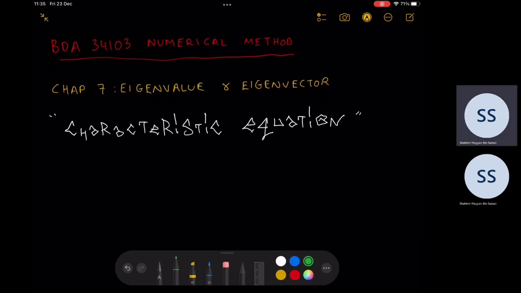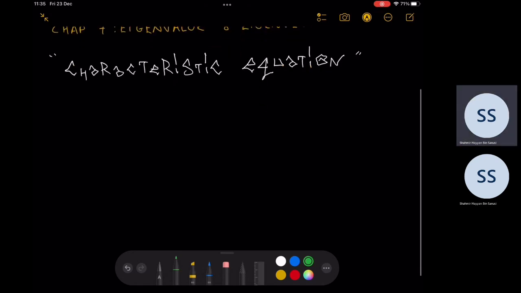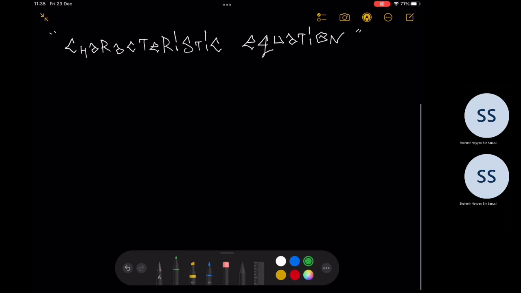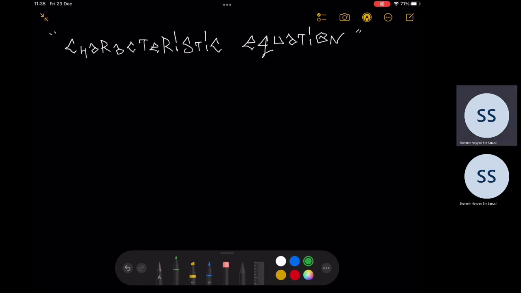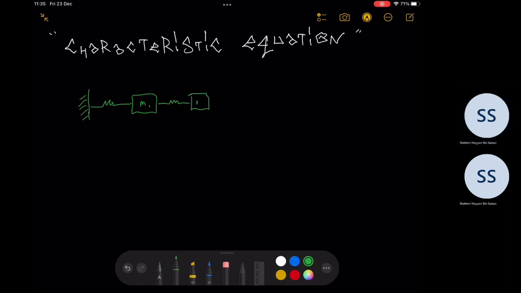So for this session, we're going to learn a new chapter called Eigenvalue and Eigenvector. And for this topic, we're going to look at the characteristic equation. So let's consider a 2-degree of freedom system. This is a wall. Since it is a 2-degree of freedom system, we'll have two masses in one direction. And here we have the first spring and the second spring, k2.